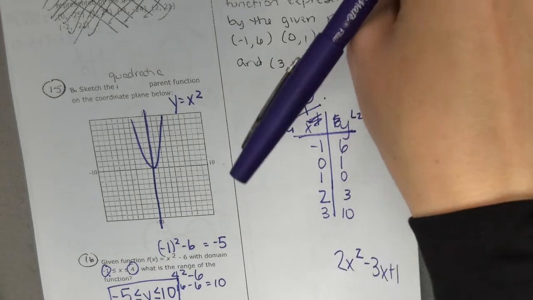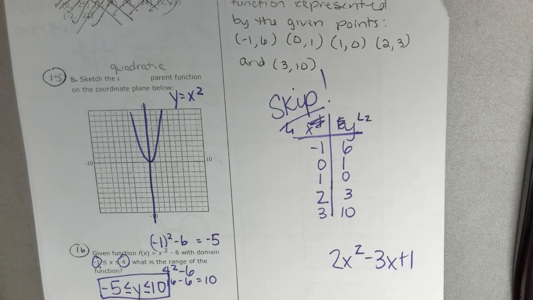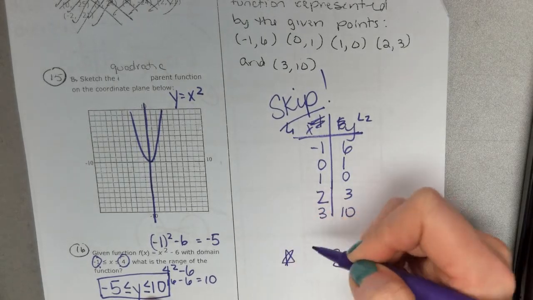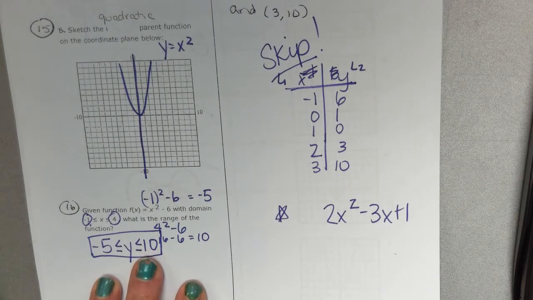Okay, so we're not doing that because it's not necessary for tomorrow. It is something that we're going to need to go over again for the EOC, but for tomorrow it's not necessary. So number 17, you don't need to know.